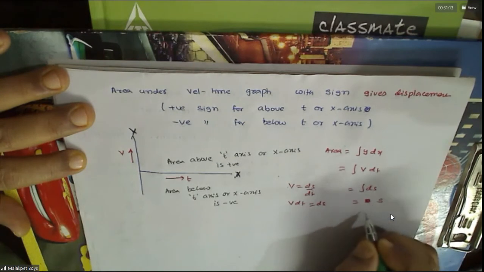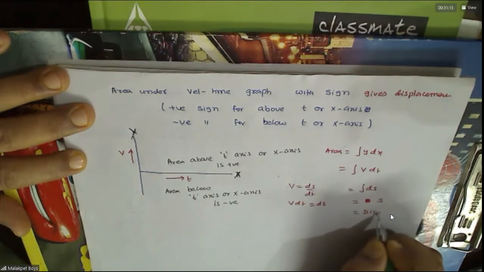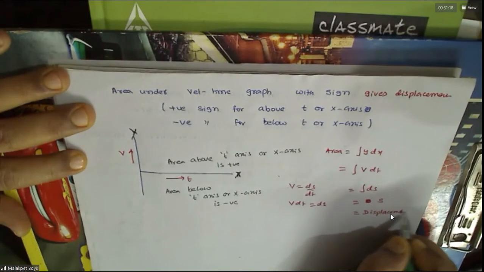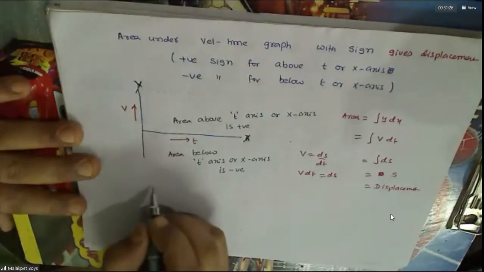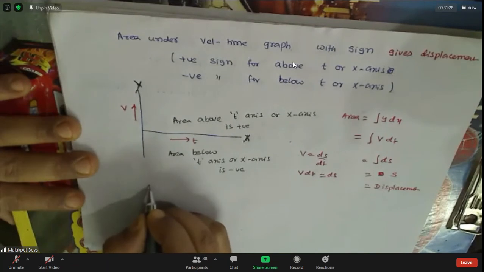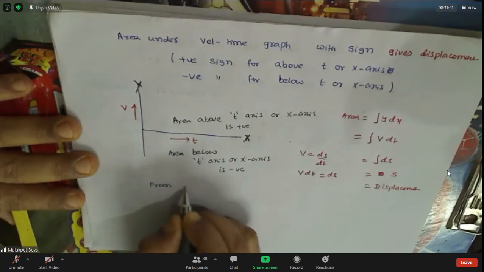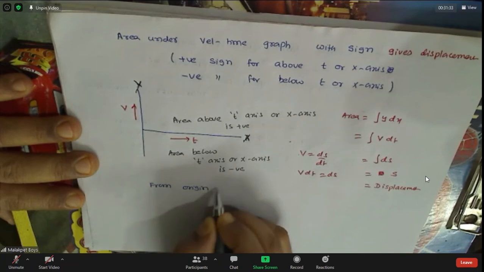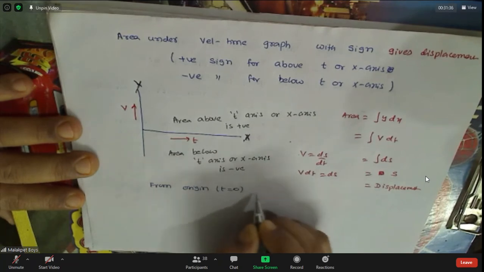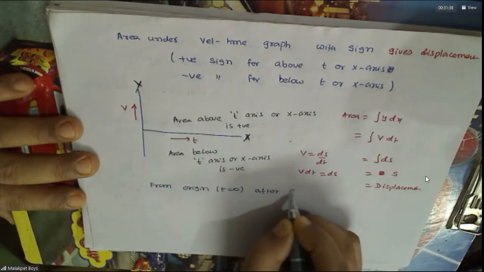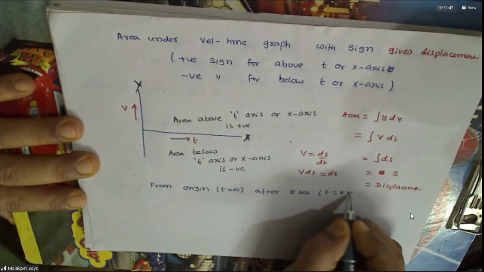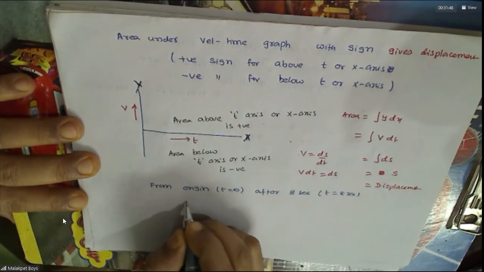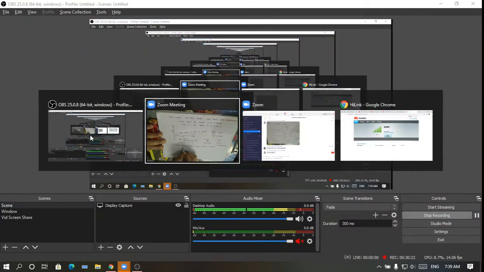Understood this? So in the question, what is being asked? Check the position from the origin after 8 seconds. At the origin, t equals 0. After 8 seconds is asked, it means t from 0 to 8 seconds. What is the area? You can easily get the displacement.